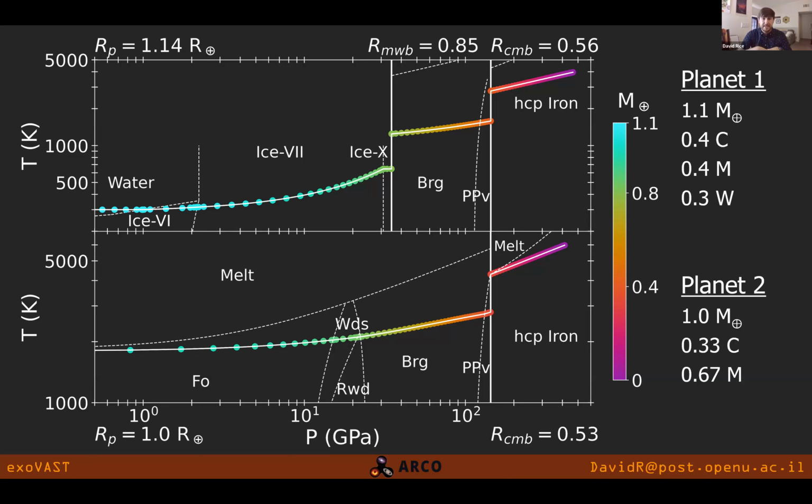While the Earth-like planet, instead of having that hydrosphere, has these lower pressure magnesium silicates, forsterite, wadsleyite, and ringwoodite, into the bridgmanite, into the post-perovskite, into this HCP iron, and it even has a small layer of melt on top of that iron core. So that's a basic MAGRATHEA output.